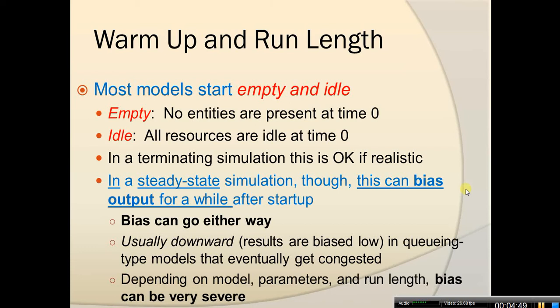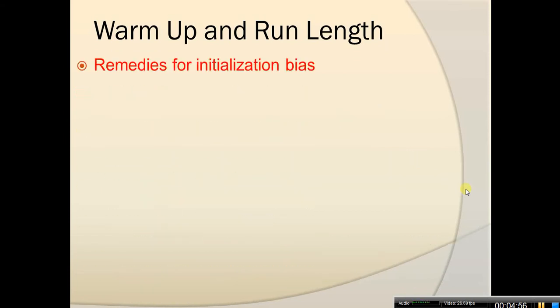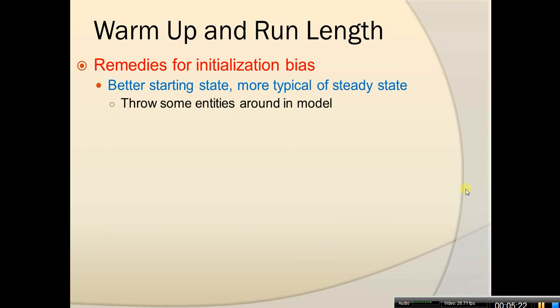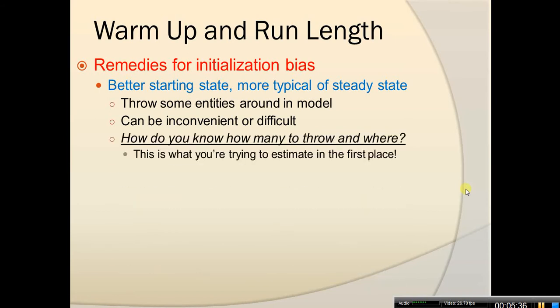And again, depending on the model, parameters, and run lengths, bias can be very severe. And so, in terms of what we can do to remedy this kind of problem, we could think in terms of how we can take care of this initialization bias. For example, a better starting state, more typical of a steady state, would be desirable for us. And this means we would need to throw some entities around in the model. And that kind of situation can be difficult or inconvenient to model. It would make the modeling more difficult.